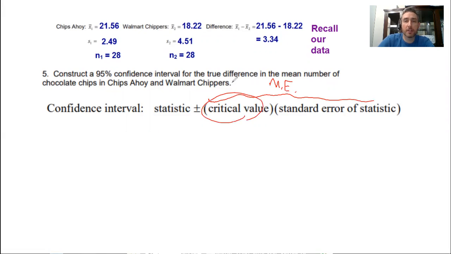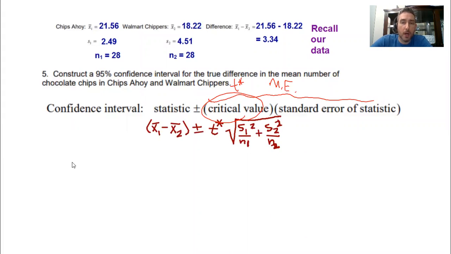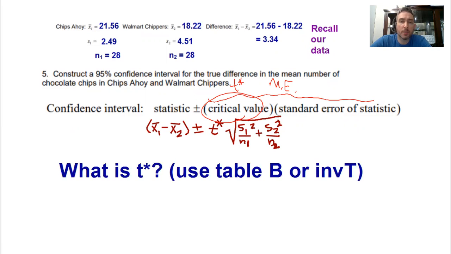So we've got to get our critical value. That's going to be a t star. And our standard error is the formula from prior. So we do the sample mean difference plus or minus t star times the standard error formula. Before we plug in our numbers, let's get t star first. So remember, you can use Table B or inverse t. With Table B, make sure you go to the 95% confidence level and go to the degrees of freedom of 28 minus 1, so it'd be 27. But you can use inverse t in your calculator.